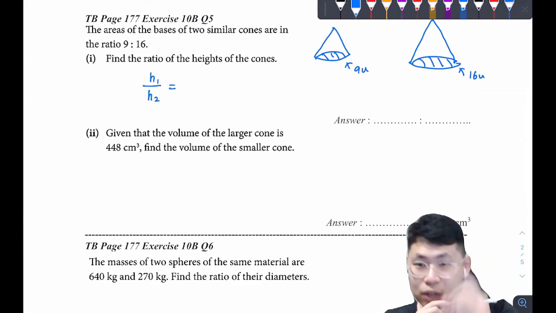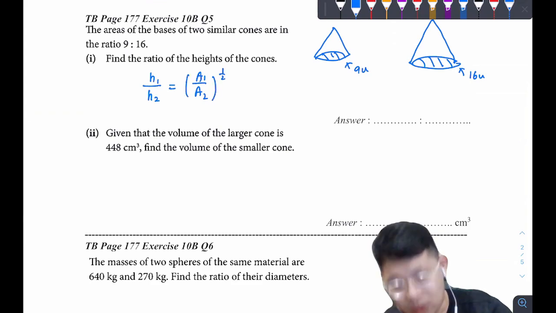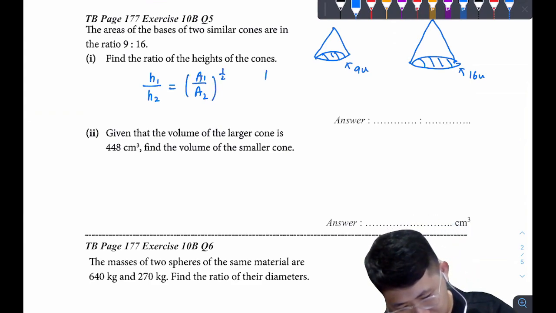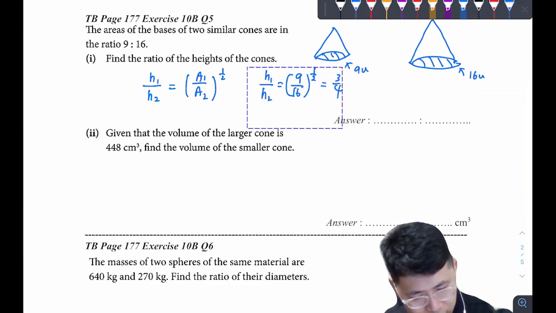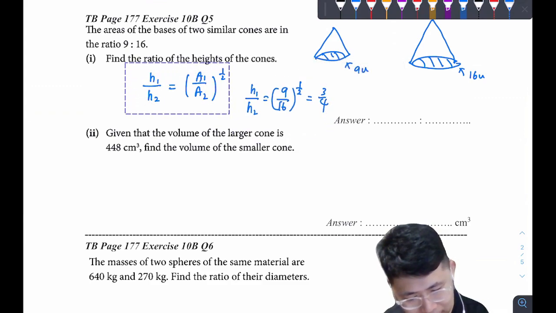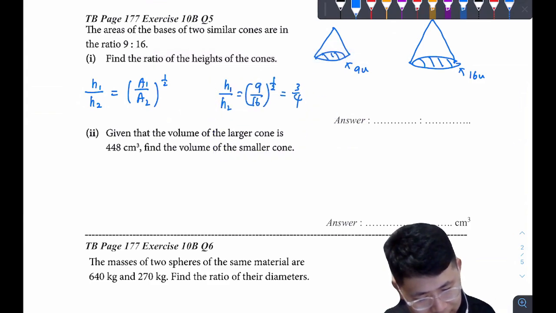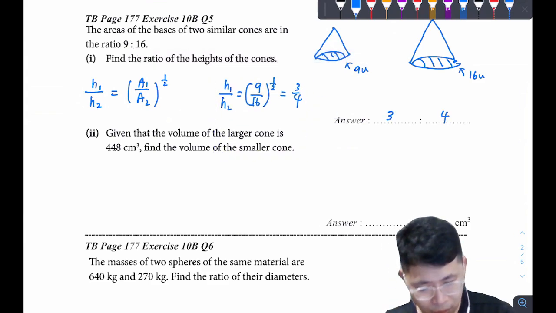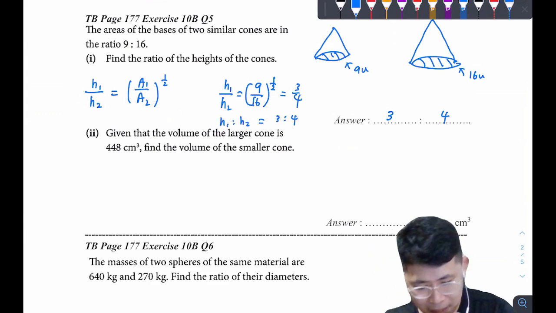h1 over h2 is equal to a1 over a2, but we need to square root. So the ratio h1 over h2 is equal to the square root of 9 over 16. This is going to be 3 over 4. Let me push this here so it's nicer. So the ratio of h1 to h2 is 3 parts to 4 parts.